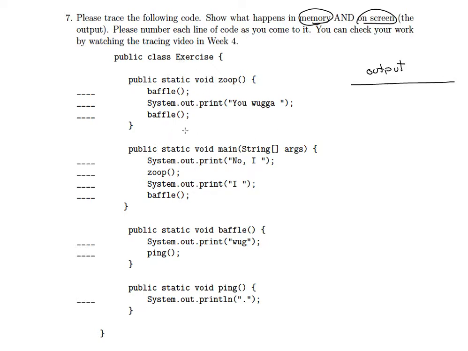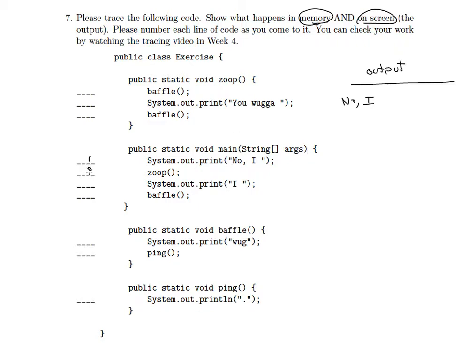We start in main, so this will be line 1. And it looks like the first thing I do on line 1 is I print out, so I'm going to say "no I" with a space after it. Just put myself a little note, hopefully I'll remember that.